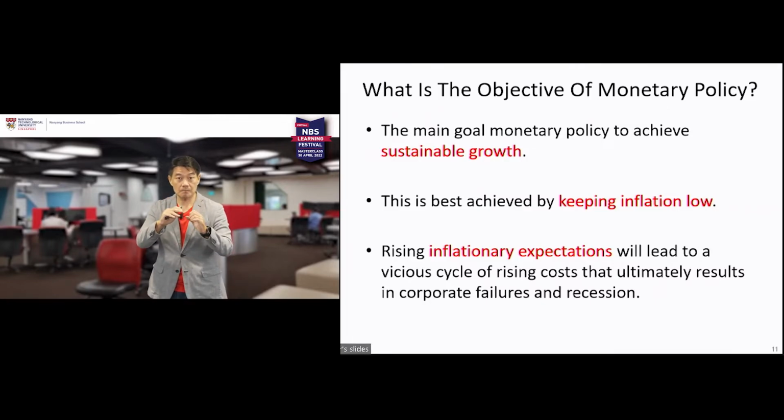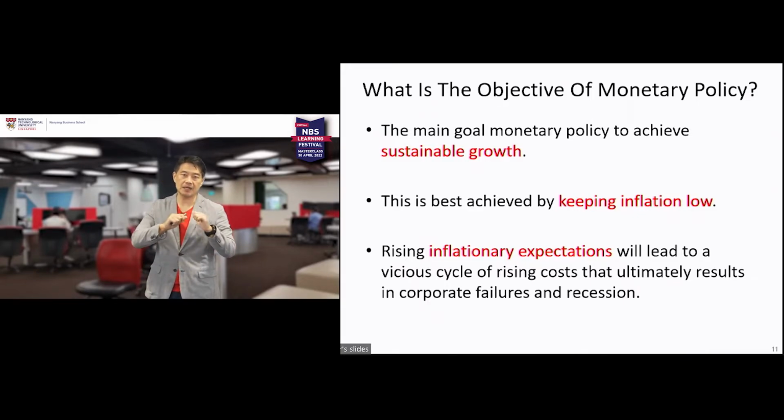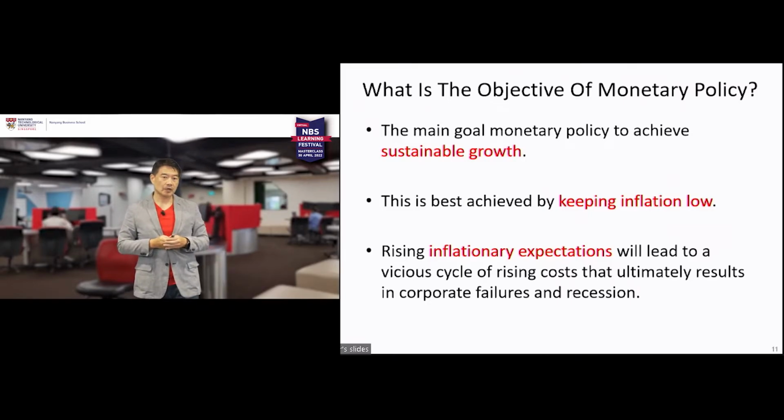Therefore, central banks go out there and think, look, if I want to make sure that I don't get into the higher prices, higher wages vicious cycle, I need to keep prices well contained. And keeping prices well contained therefore becomes the tool that allows the central bank to achieve sustainable growth, okay?